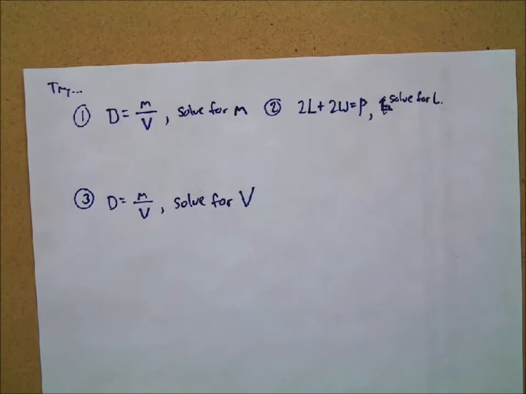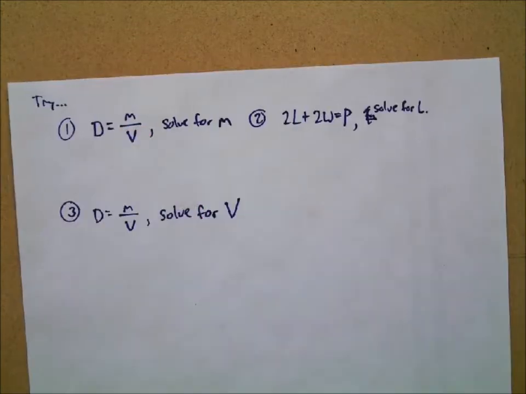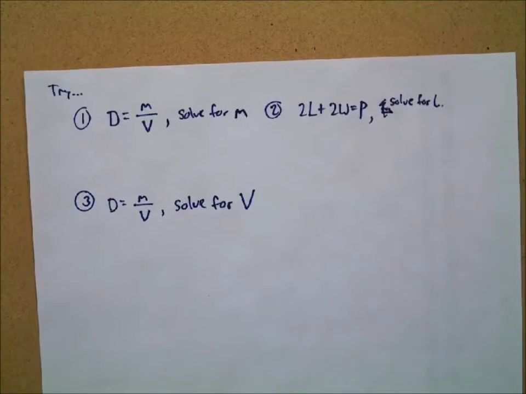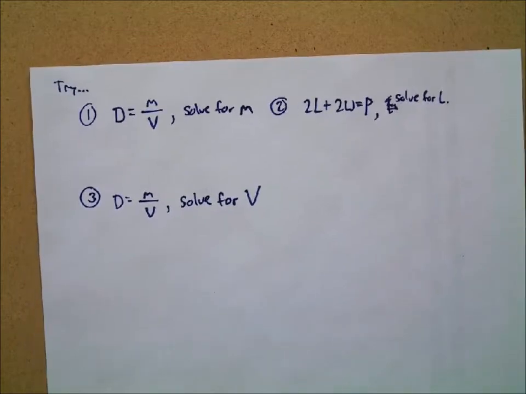Okay, so for number 1, D equals M over V, solve for M. Number 2, 2L plus 2W equals P, solve for L. Number 3, D equals mass divided by volume, solve for V, volume. So give those a try. I'm going to walk around and see if you need help or anything like that.